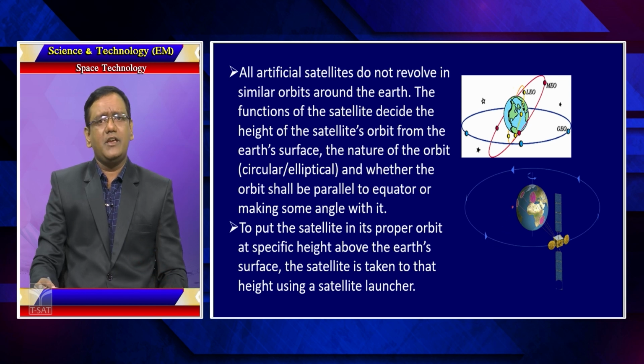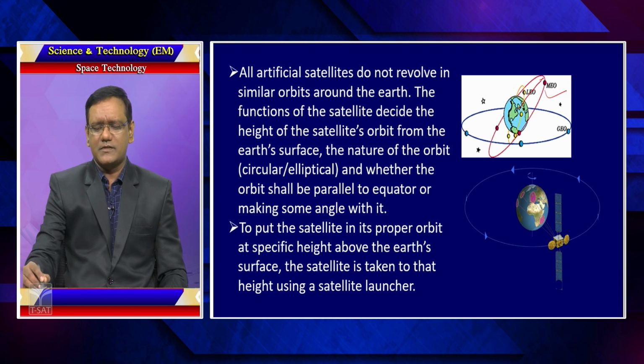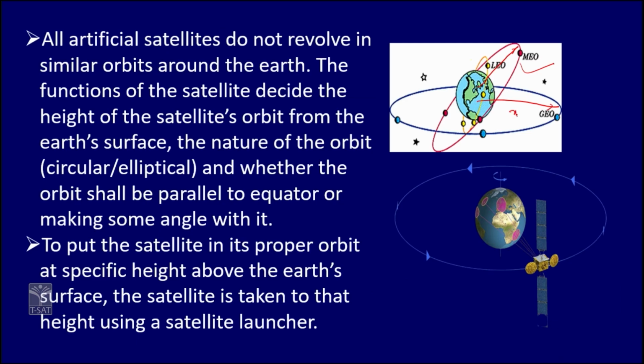If you look at this image, one orbit here is at a different height from the Earth, and another has got a different height. These heights are decided by the function that the satellite is going to perform. You can see that there are certain orbits which are very near to Earth, some a little farther away, and there are certain ones which are very far away.